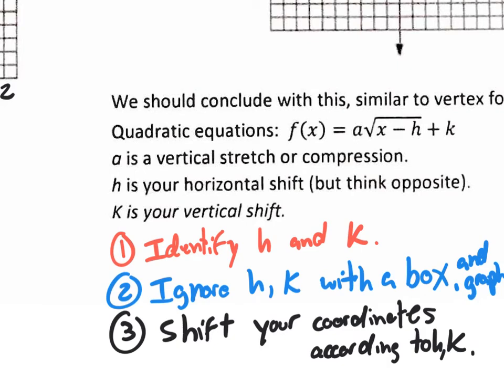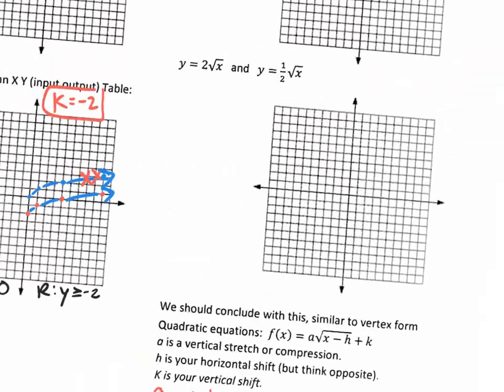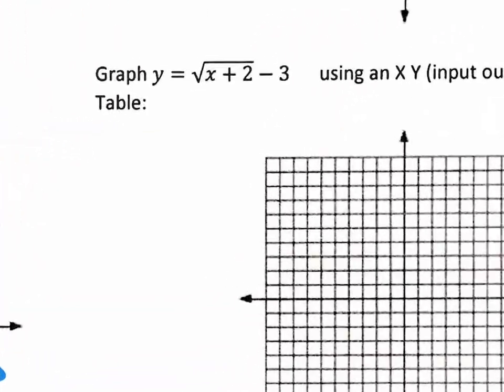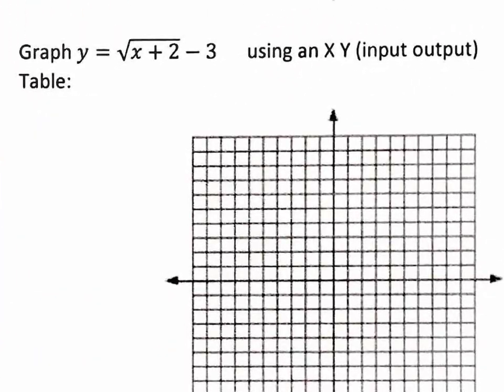Let's go back up to here. Step 1 says identify H and K. Tell me what H is. 2. It's not 2. It's negative 2. You've got to think opposite on H. What's the K value? Negative 3. You take K for what it is. Think opposite on H, take K for what it is. Now, what does this actually mean? Once you have coordinates, you're going to shift them 2 to the left and 3 down.